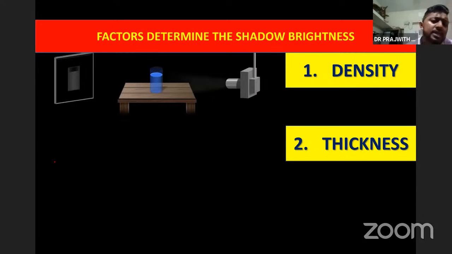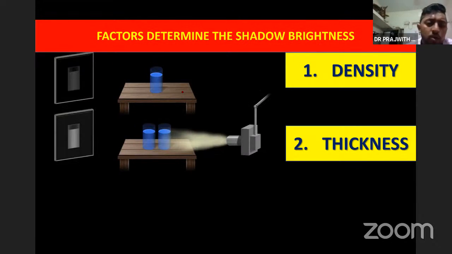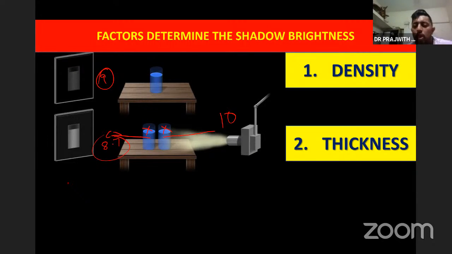But the second thing is the thickness. Now imagine if I sent 10 X-rays to pass through it, it allowed 9 to go through it. Now imagine I take the second scenario where I have taken 2 glasses of water. Now if I send, it will stop one X-ray. The second glass might stop 1 or 2 X-rays. So at the end, initially it was 9. Here it might be 8 or 7 X-rays which are going through.